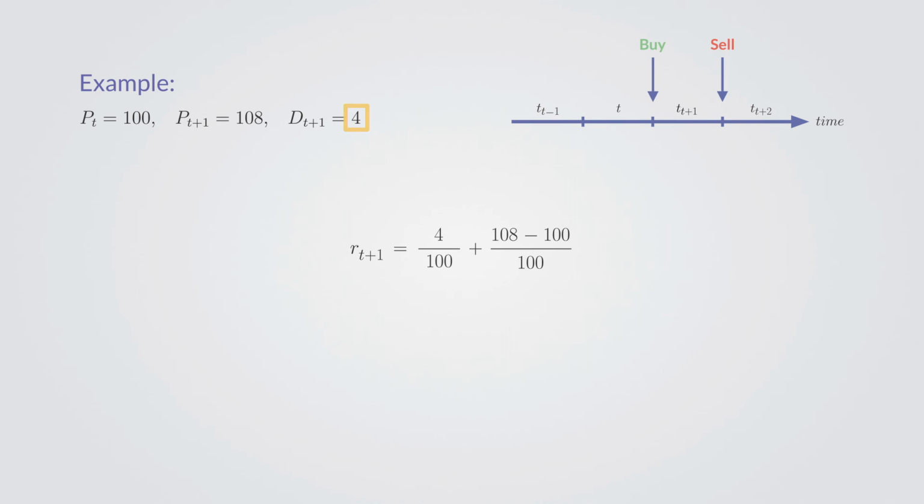The total rate of return of this asset is the dividend yield plus the capital gain. The dividend yield is 0.04 or 4%. The capital gain is 0.08 or 8%. The total rate of return is 0.12 or 12%. And this is the basic concept of the rate of return.